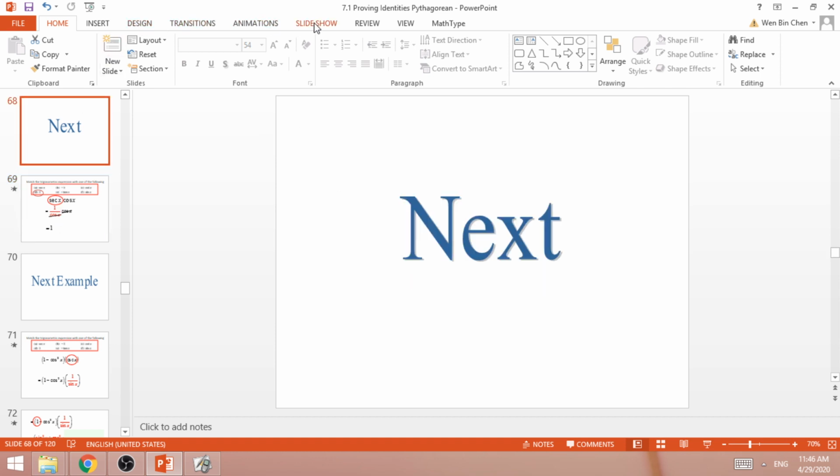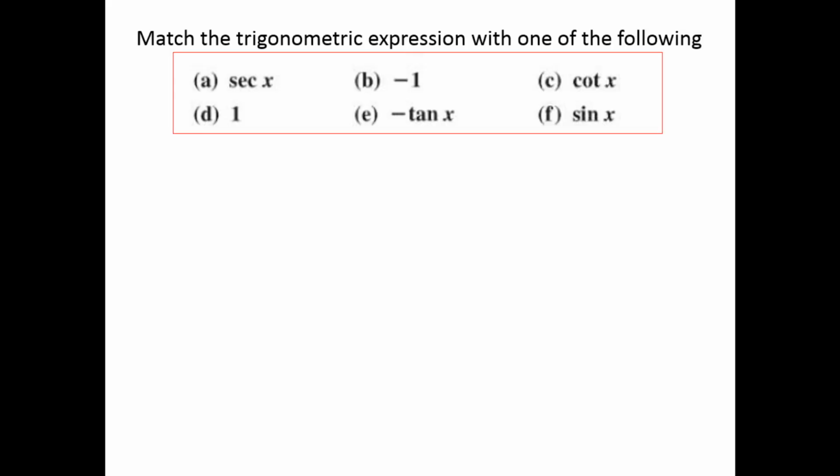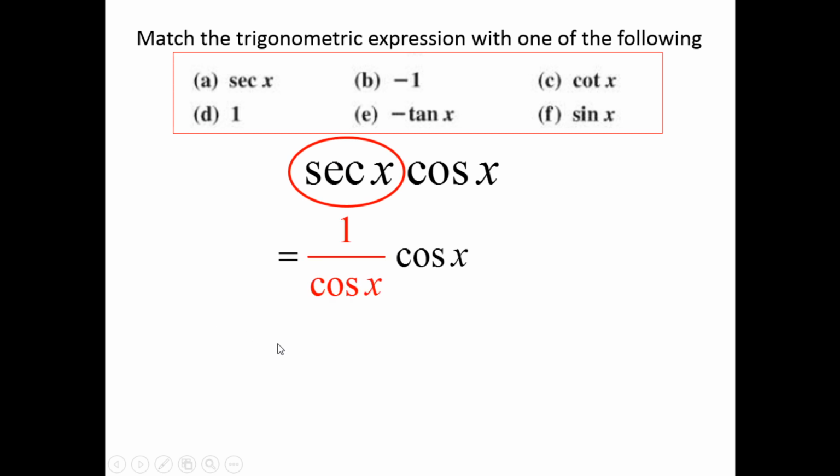Let me just turn on the slide. Let's say we have the following: match the trig expressions with one of the following. What happens once you deal with secant and cosine? Secant, once again, can be written using the reciprocal identity of cosine, so it's written as 1 over cosine of x. Then cross-cancel, and we have 1. That one's pretty basic.